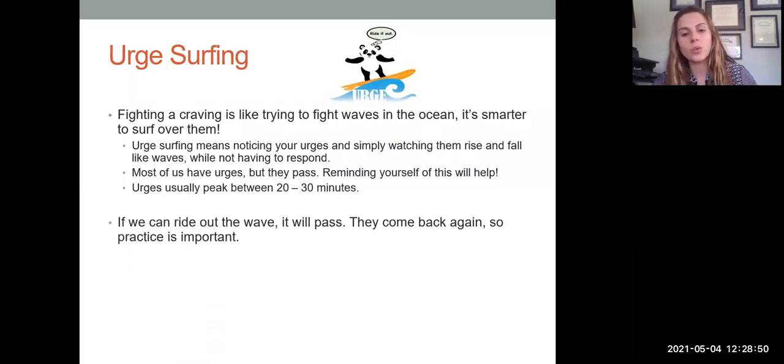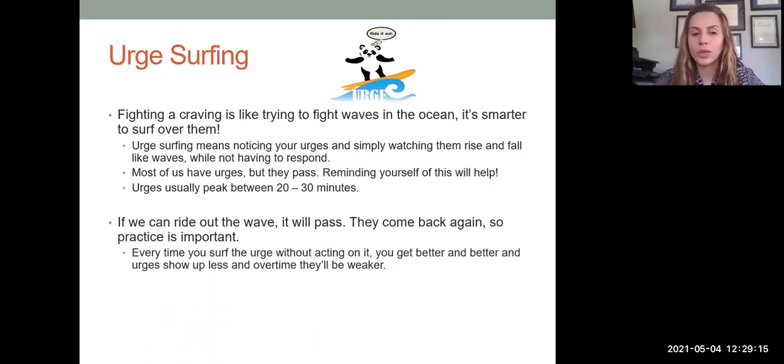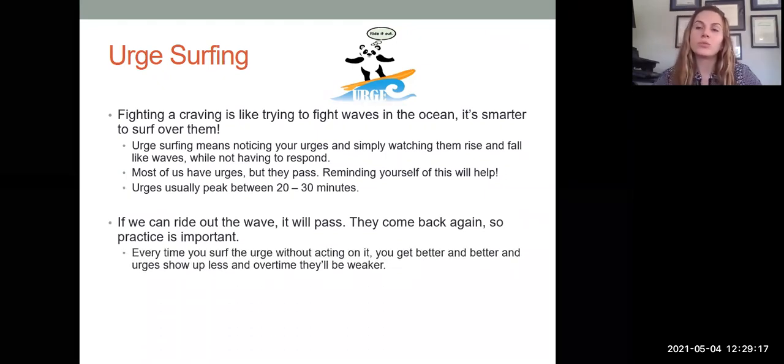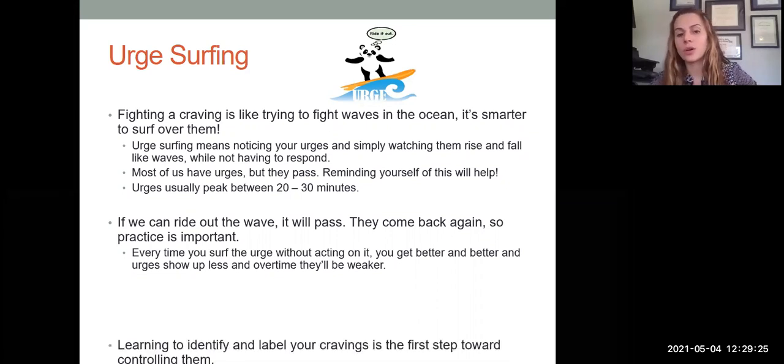They typically peak within 20 to 30 minutes. So helping people distract themselves, call a friend, do something within that 20 to 30 minutes can make that a more manageable period of time to wait until the urge has passed. The other thing that's important is recognizing that they are going to come back. So it's important to practice this every time the urge is present, because when we don't do something with it, then we're more vulnerable to it. Every time the urge shows up and you don't act on it, you get better and better at being able to break that pattern, and the urge has less and less power over time.